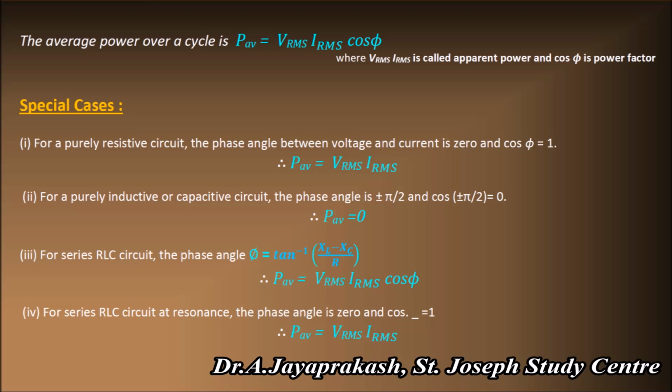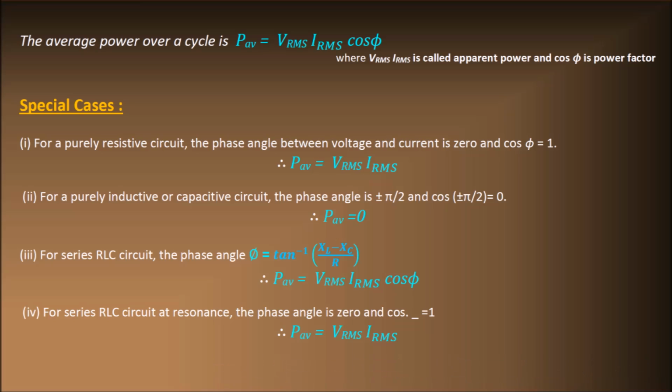We have seen earlier in this RLC circuit that if it is purely resistive, the current is in phase with the voltage. So in phase means theta will be 0. So phi is 0, and automatically cos phi becomes 1. So automatically the average power is just the product of Vrms Irms. So if the circuit is purely resistive, the phase angle is 0, so cos phi will take the value of 1, and we get average power equal to Vrms Irms.